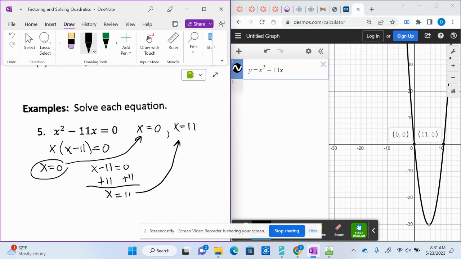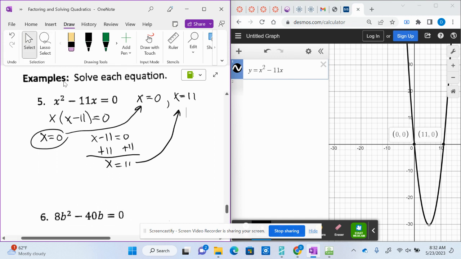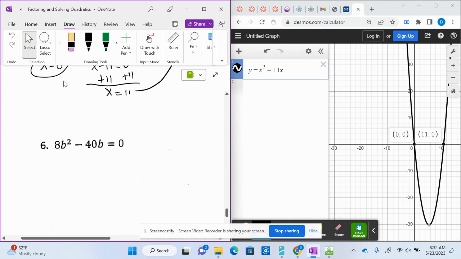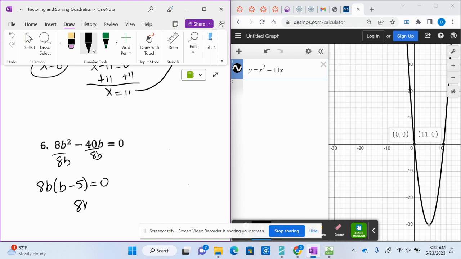So let's try another one. Number 6. Can you guys look at number 6? Do you think there's a GCF in there? What is it? 8b. I can take an 8b out of both of them. So that would give me 8b times the quantity b minus 5 equals 0. So either 8b equals 0 or b minus 5 equals 0.